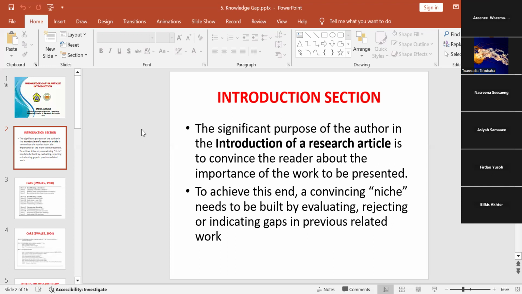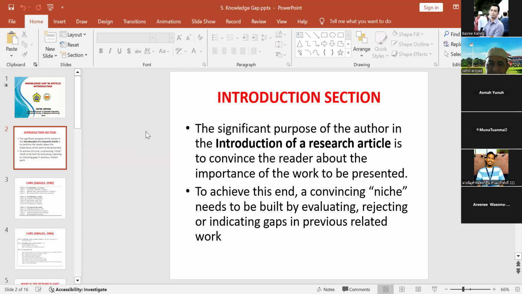Now, how to do that? That is what we studied last week. We have to evaluate the literature, the previous studies. If we do not negatively evaluate, if we do not criticize the available literature, we cannot find the research gap. If we agree with all the research findings from the previous studies, how can we get the knowledge gap?